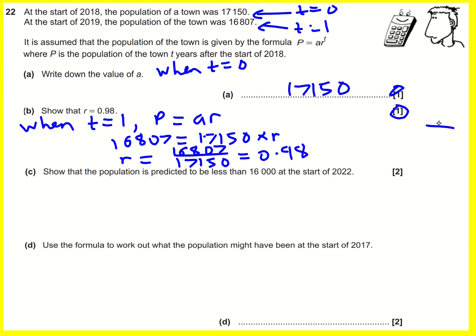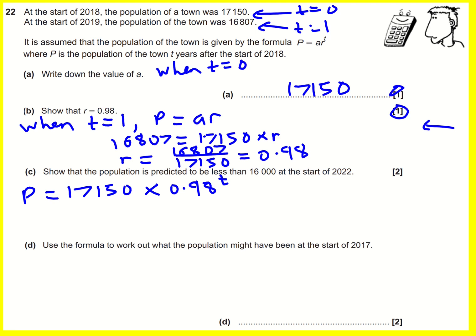Okay, B is nice in some ways, because at least if we couldn't do that question, we've still got the value of r. If you couldn't work out the value of A, then you're in a bit of a tough place for question C. But I'm now going to write down the actual formula. So P is equal to 17,150 times 0.98 to the power t. That's my actual formula with the numbers in.